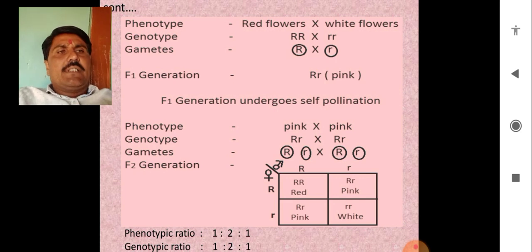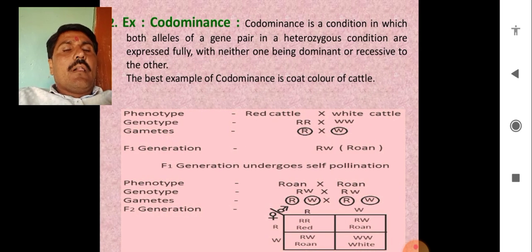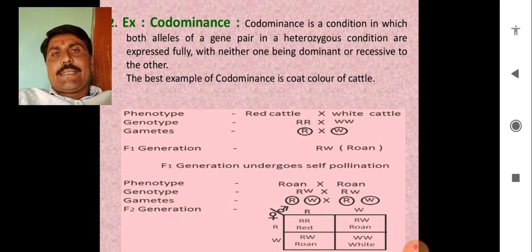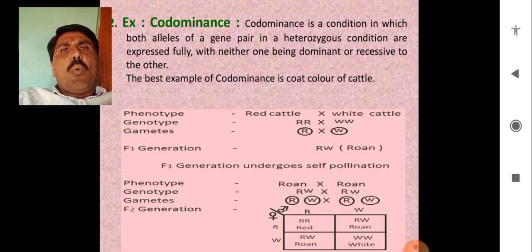Now we move towards codominance. What is the exact definition, or what we can say the term is used for the phenomenon? Why is this term used, that is codominance? What do we get in codominance? Well, in codominance, most of the examples we see is the coat color of the cattle.